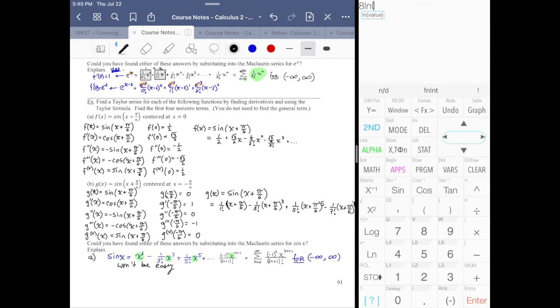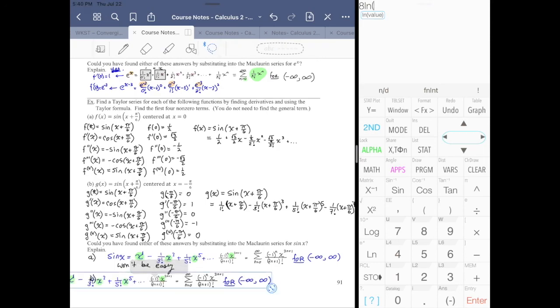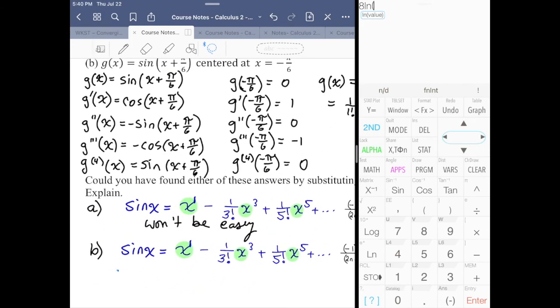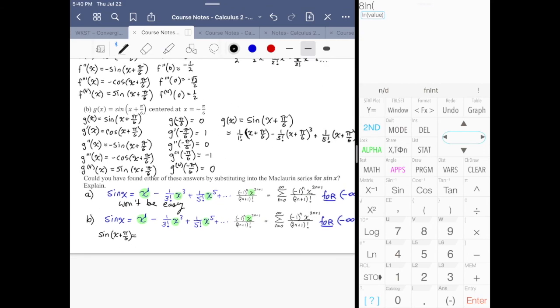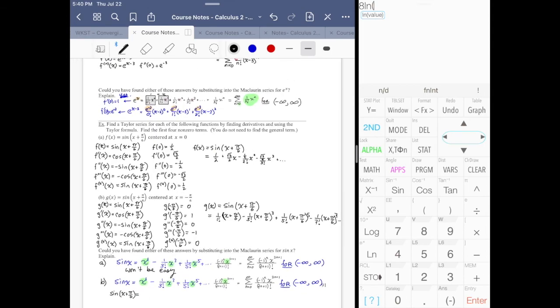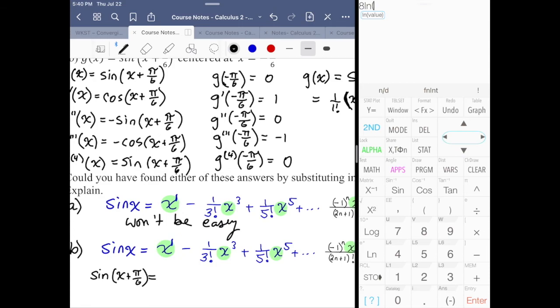All right, but for the second one, different story. Because if you take a look at what we have on paper for B, and compare it with the Maclaurin series, you see it's identical except for the substitution. So if you do a substitution of x plus pi over 6 into the sine, you could see that it's a perfect fit. It's just a matter of replacing every x term with an x plus pi over 6.